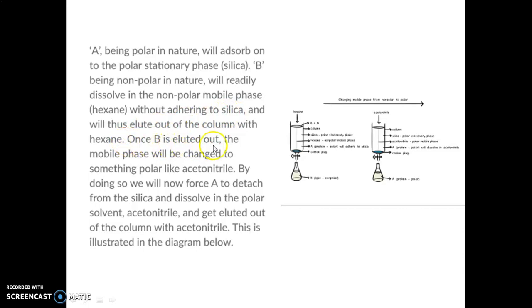Hence B is eluted out, and the mobile phase will then be changed to something polar like acetonitrile. By doing so, we will now force A to detach from the silica and dissolve in the polar solvent acetonitrile, and get eluted out of the column with acetonitrile. So this is one example through which we can understand what exactly happens in the case of separation.